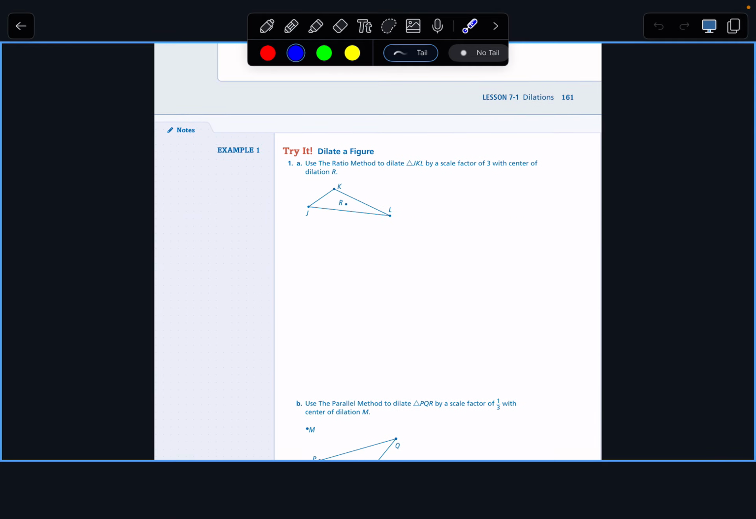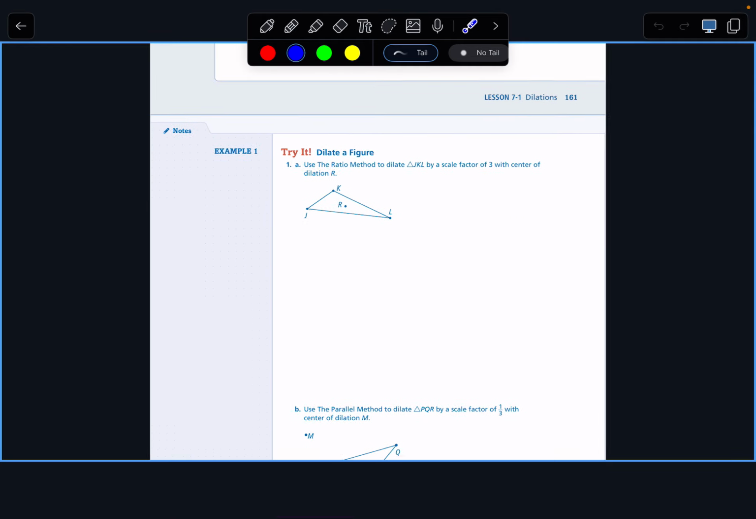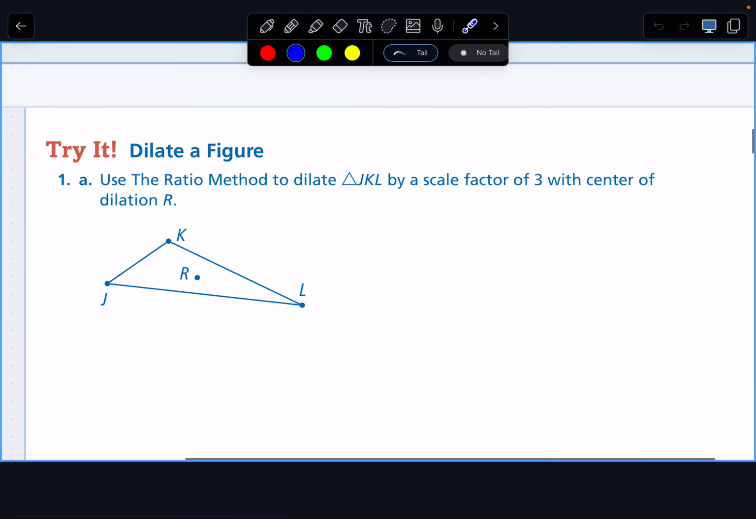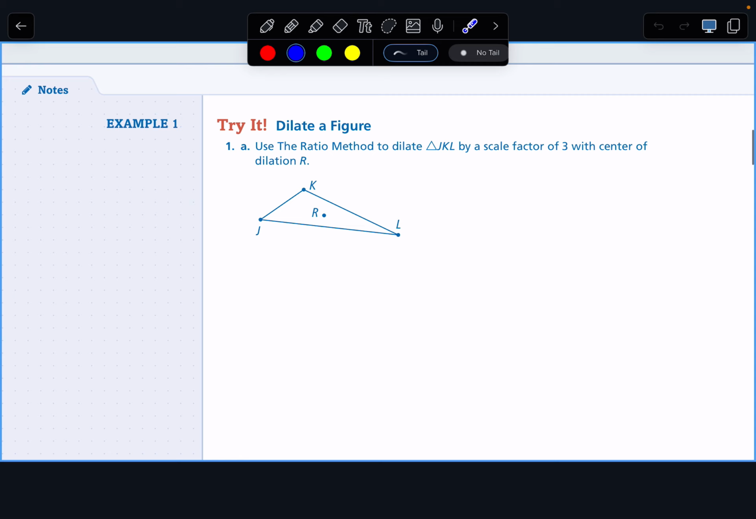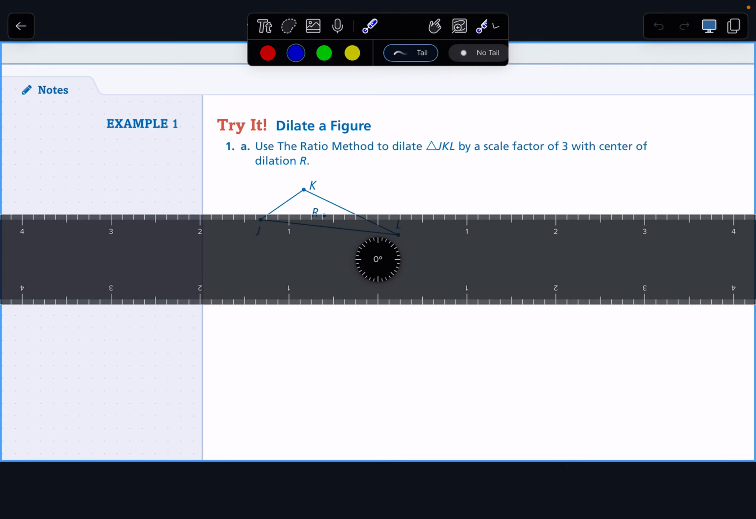So, I want you to turn the page. I gave you a ruler. Why did I give you a ruler? So we're actually going to create a dilation with our ruler. And I have no idea if I have a ruler or not. Yeah, I do. Okay.